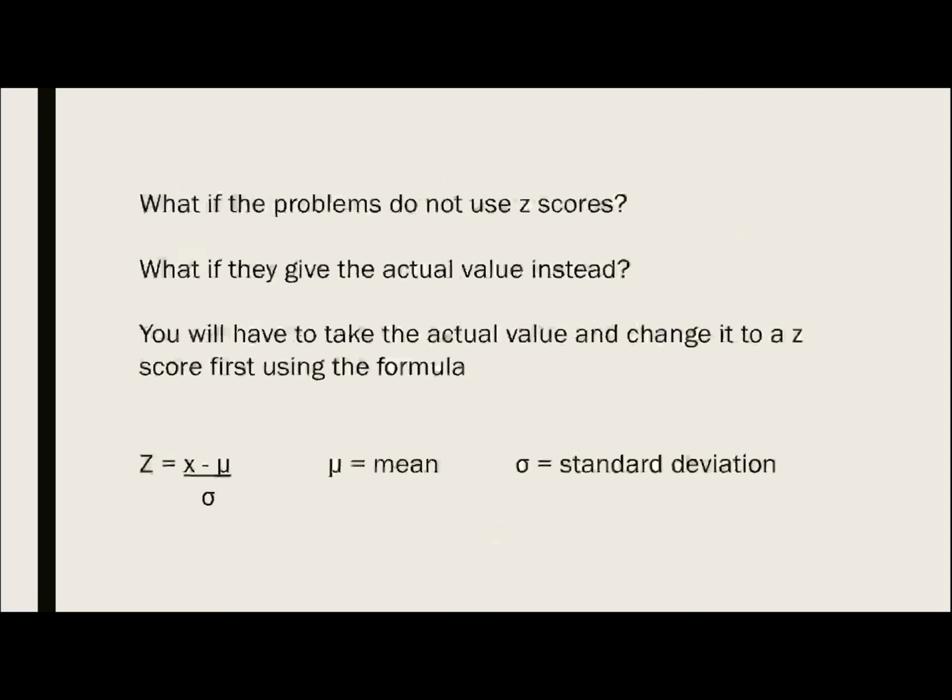What if the problems do not use z-scores? What if they give the actual value instead? You will have to take the actual value and change it to a z-score first using the formula. There's our formula. You take the number, subtract the mean, and divide by the standard deviation.